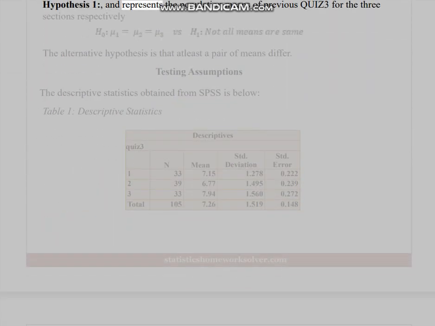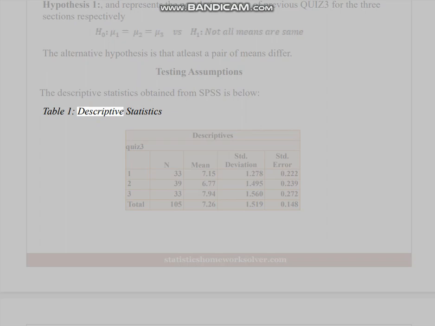Hypothesis 1, and represents the population means of Quiz 3 for the 3 sections respectively. The alternative hypothesis is that at least a pair of means differ. Testing assumptions. The descriptive statistics obtained from SPSS is below.